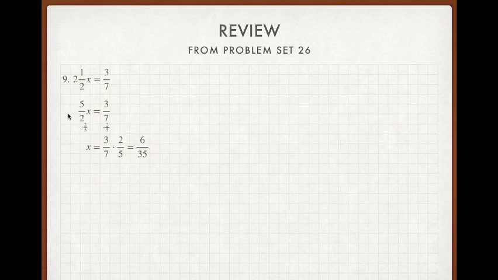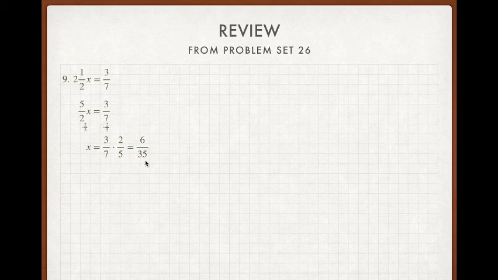So 2.5, it'll be a little bit easier if we convert it to an improper fraction first. 5 over 2 x. Remember that we could either think of what we're going to do here as dividing by 5 over 2, or we can always multiply by the reciprocal of something to get rid of it. The reciprocal of 5 over 2 is 2 over 5. So we'll multiply each side by 2 over 5. That'll cancel out the 5 over 2 here. And over here, 3/7 times 2/5 will give us 6 over 35.